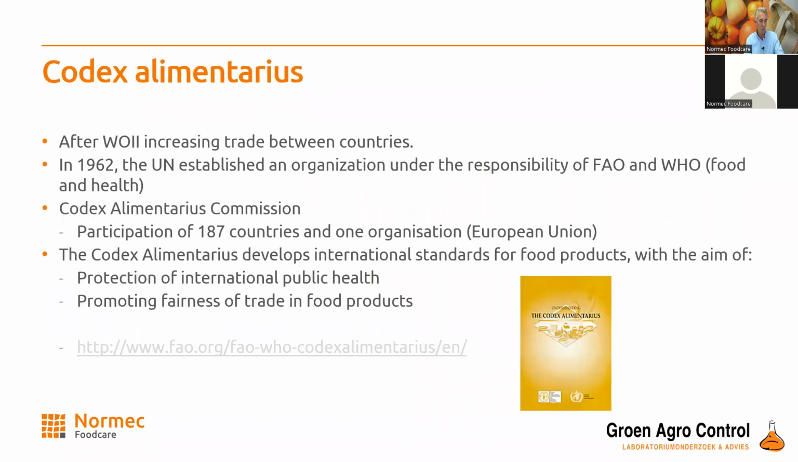The Codex Alimentarius: after the Second World War in Europe, increasing trade between countries became really important. In 1962, the United Nations established an organization under the responsibility of the Food and Agriculture Organization of the United Nations and the World Health Organization, and that was the Codex Alimentarius. There is a commission with participation of 187 countries and one organization, the European Union. They decided to develop international standards for food products with the aim of protecting international public health and promoting fairness of trade in food products. You can see the link to the website. It's really interesting to watch.